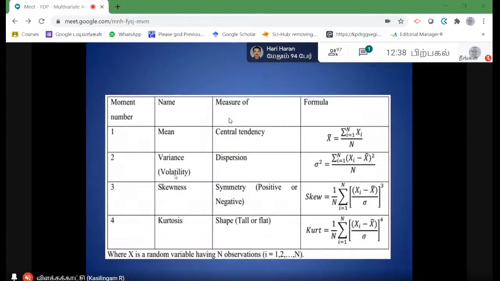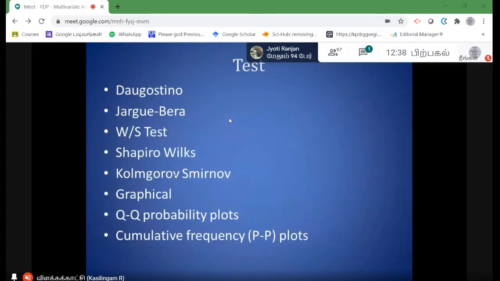Normally, the mean is the first moment, variance the second, skewness the third moment, and kurtosis the fourth moment. Look at the formula, then you can understand what I am telling. Variance is squared, skewness is cubed, and kurtosis is to the power 4. Now these are the different tests of normality: D'Agostino, Jarque-Bera in EViews time series, and Shapiro-Wilk, which is a very simple test.